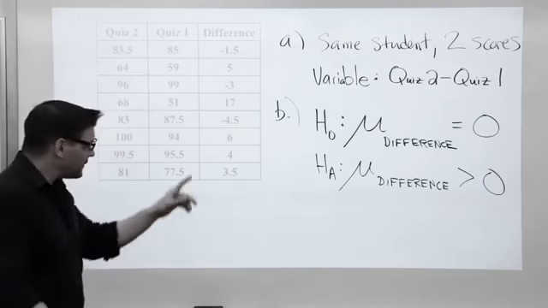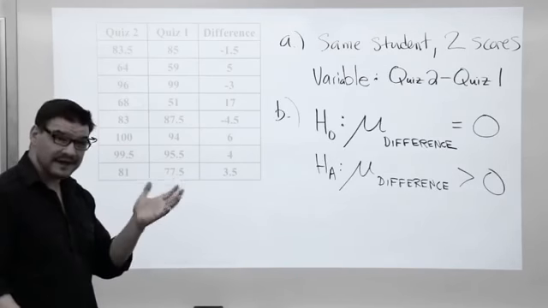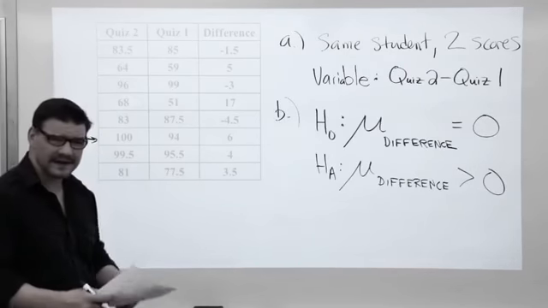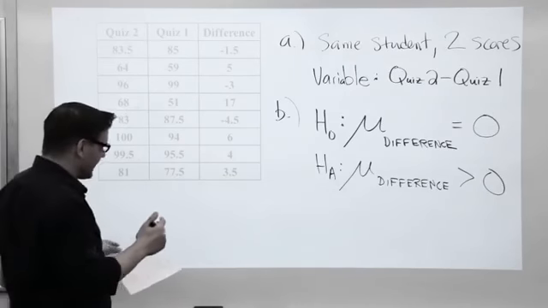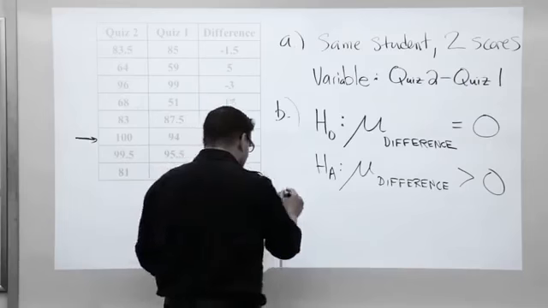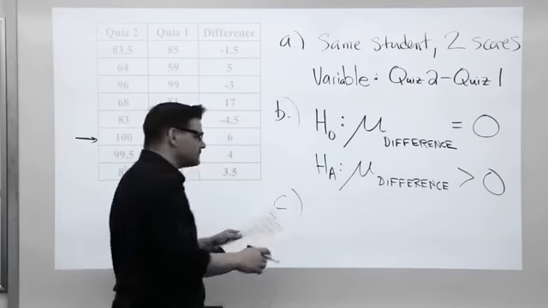You could. Then you'd be expecting negative differences if indeed quiz 2 is harder, and you could run this as a less than test, and it's just more complicated. So make it easy on yourself. Down at the bottom, part C, I'll put it here.